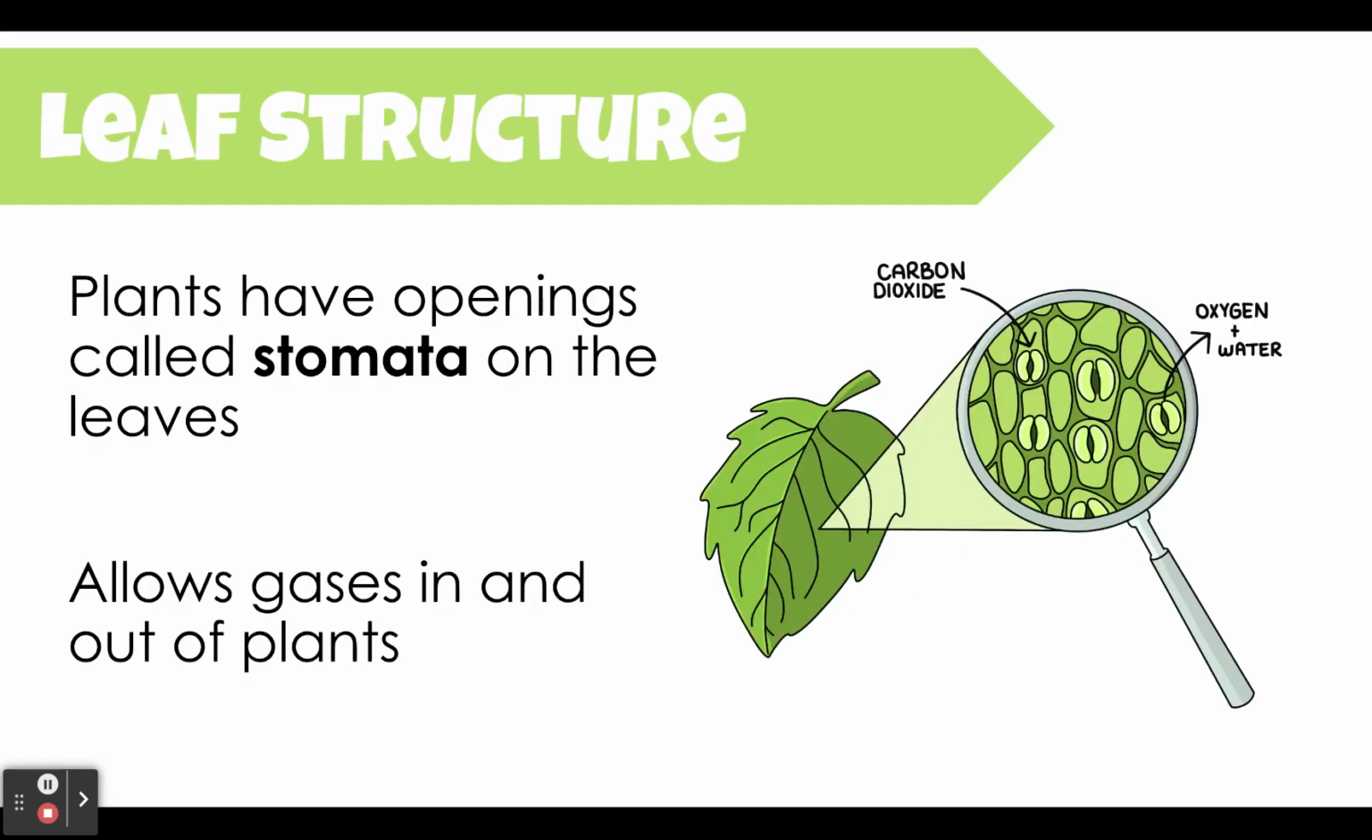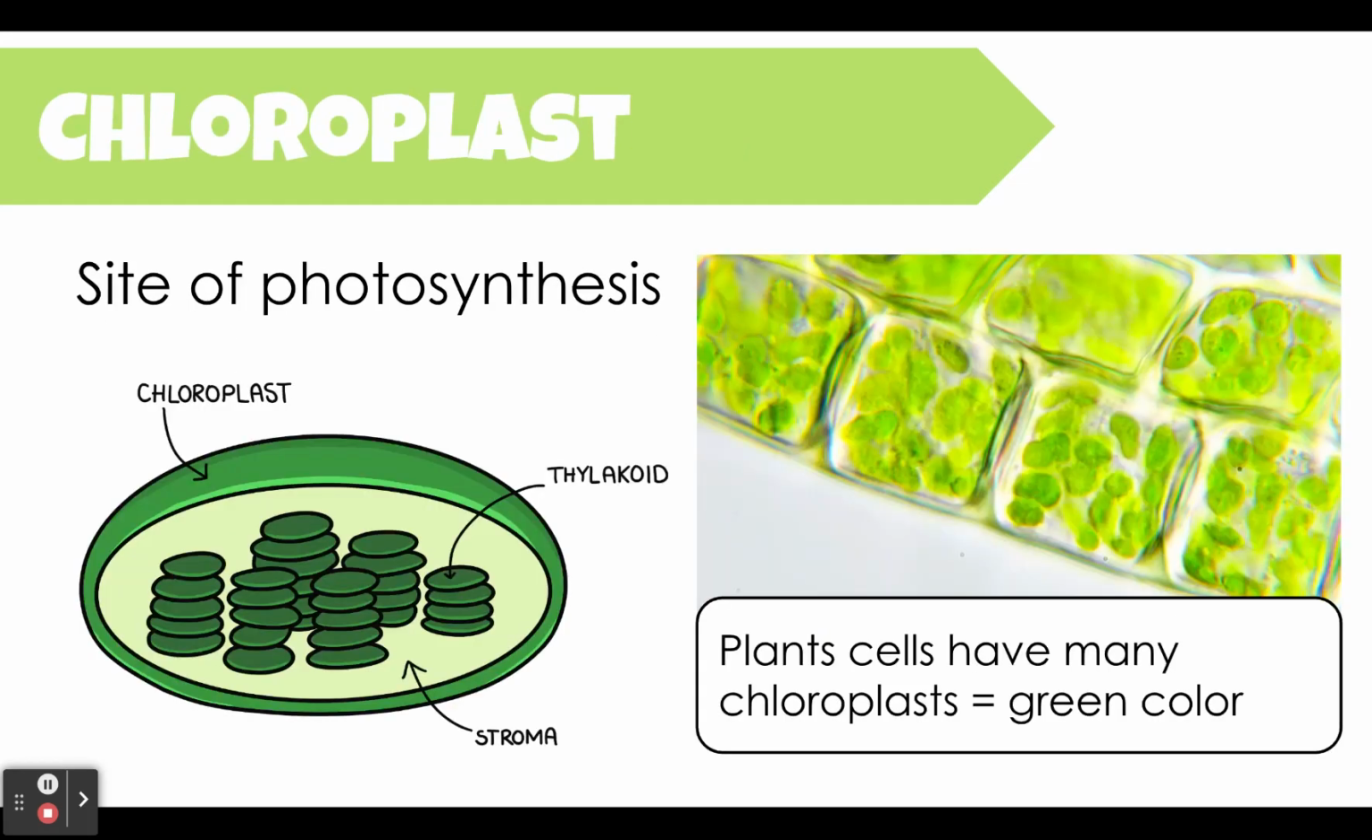So, how are plants able to do this? The first thing that we need to understand is the basic structure of a leaf, or part of the plant. And so, on plant leaves, they have these little openings called stomata, and they're very important because this is what allows different gases in and out of the plant for photosynthesis to occur. So, for example, when the stomata are open, carbon dioxide can get into the plant for photosynthesis, as well as oxygen and water are able to then leave the plant.